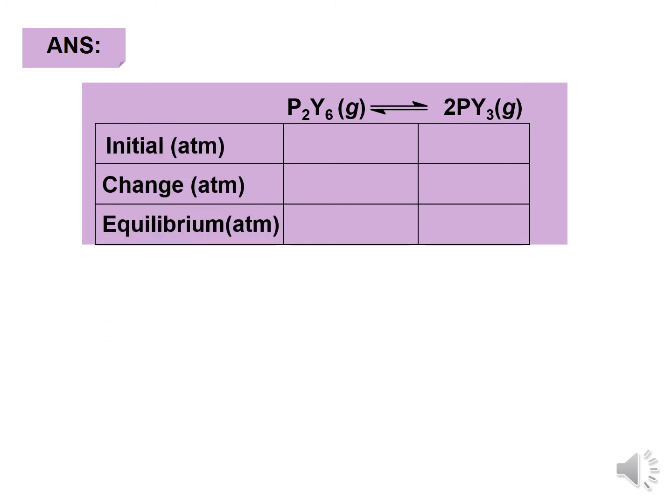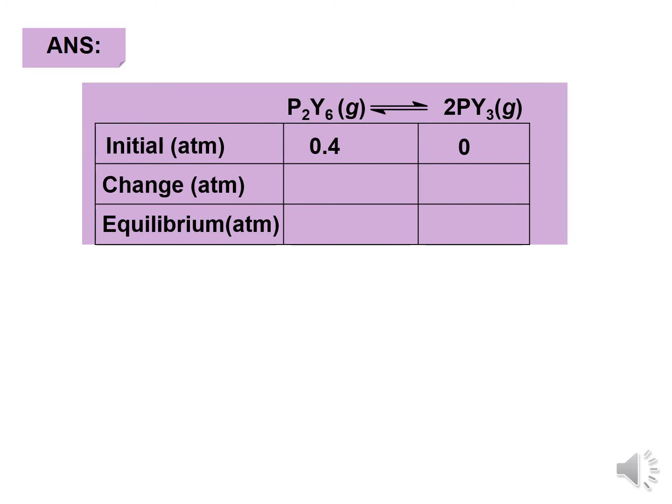To solve this question, we also need to build the ICE table. First, write the balanced chemical equation. Then, build the table and label the first column with initial, change, equilibrium partial pressure in unit atm. Then we insert the initial partial pressure of P2Y6, which is 0.4. The initial partial pressure of PY3 is 0 because there is no product formed at the beginning.